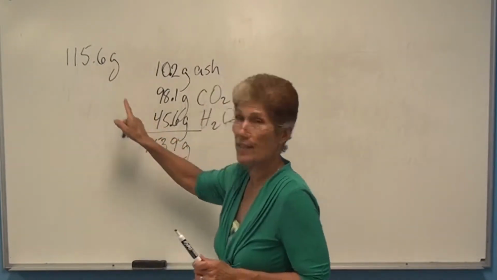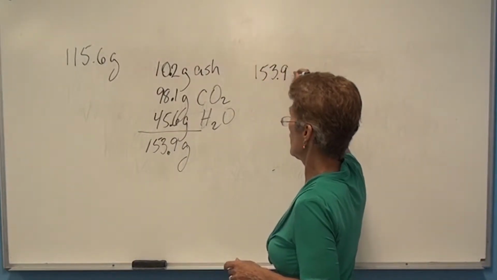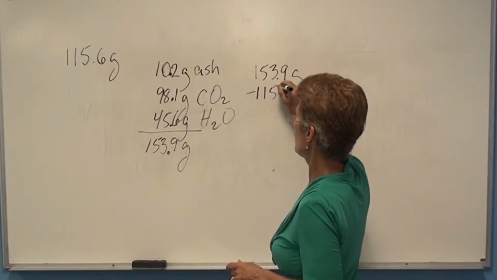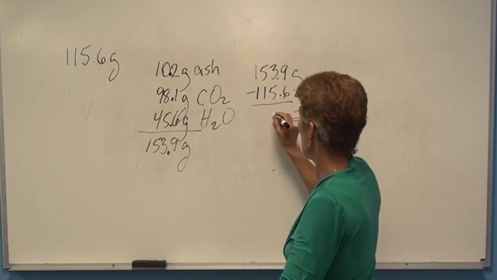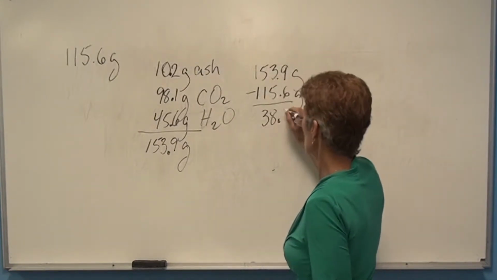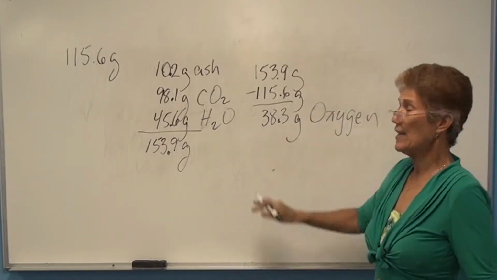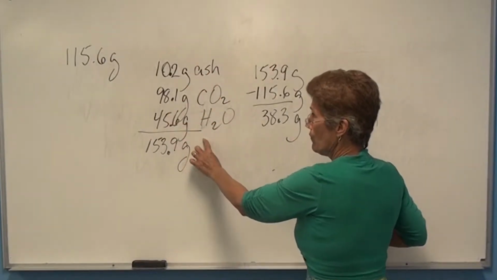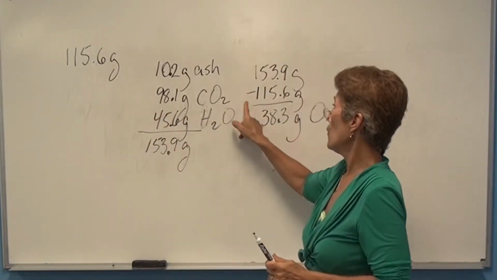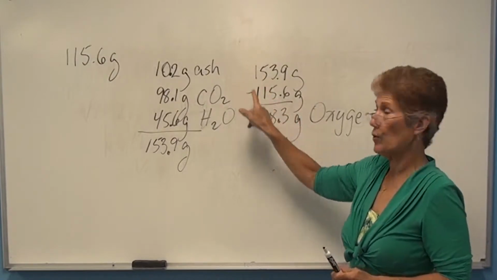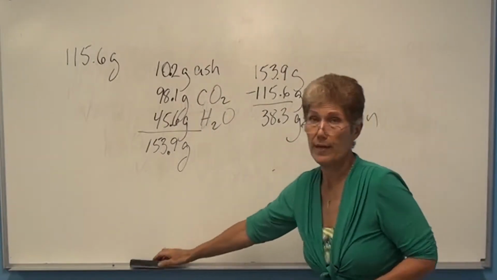Now, how many grams of oxygen? Well, we know we had some oxygen in there, don't we? Because we ended up with some extra. So if we go 153.9 grams minus the amount of paper that we started with, that should give us the amount of oxygen, which is 38.3 grams of oxygen. That's how you'd figure it out. So you'd add up everything that you got back, and that would be this plus the oxygen. And so you would just subtract the paper from the total, and what's left would be the amount of oxygen that was added to it in the process of burning. 38.3.